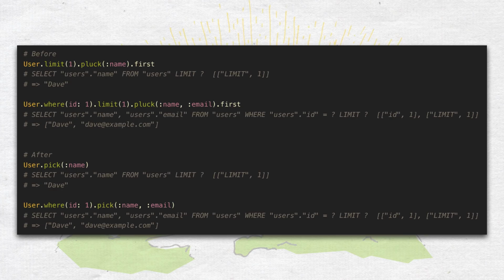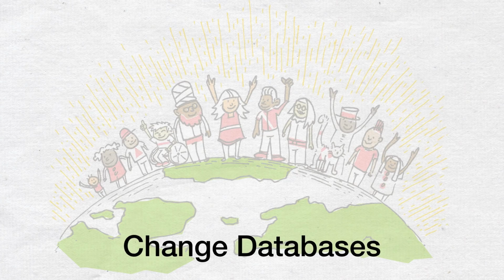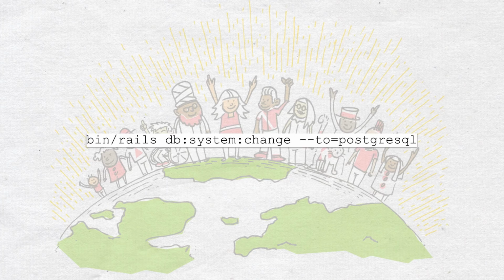And it does support chaining, so you can still have a query where id is 1 and then pick the name and email. And another cool feature is the ability to change databases. I don't see this feature really being useful for a more mature application. However, I do see it being useful if you're just starting out, and instead of going through and changing everything from something like a MySQL to a Postgres database backend, now all you have to do is from your terminal, do a rails db:system:change, and then have the parameter to, and then PostgreSQL, MySQL, SQLite, whatever your choice of database is.